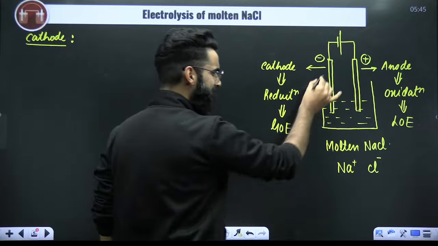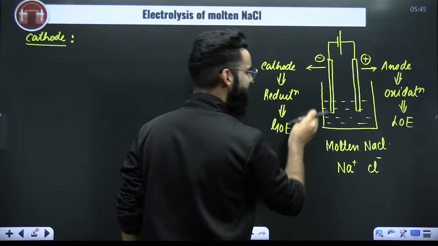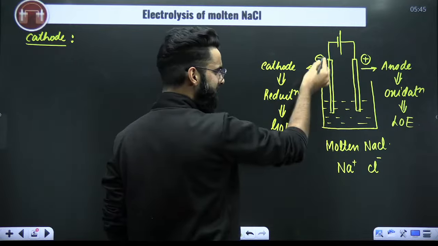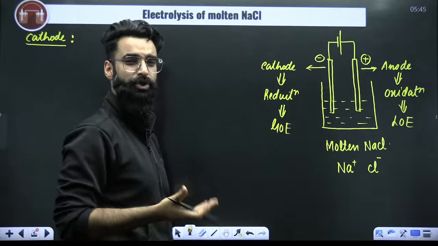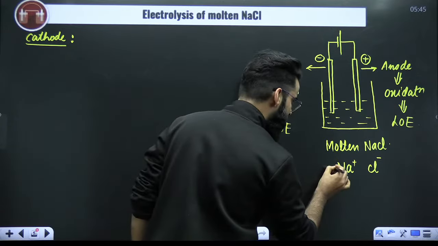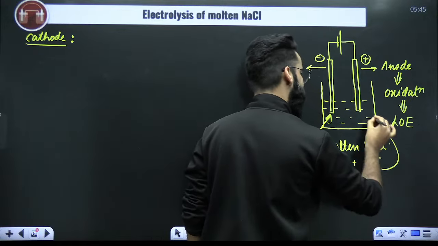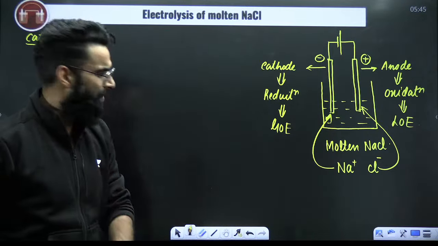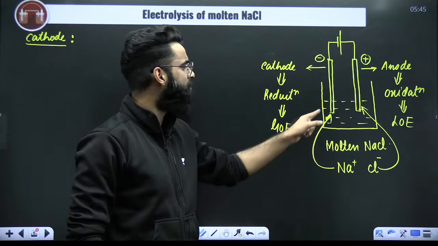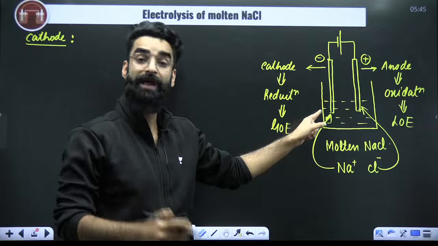Can I say this negatively charged rod is going to attract the positively charged ions from the solution? Absolutely, this negatively charged rod is going to attract the positively charged ions from the solution towards itself. So this Na+ is attracted by this particular rod, and similarly, Cl- is attracted by this particular positively charged rod. Perfect. So can I say this Na+ is going towards the cathode, and at the cathode what happens?